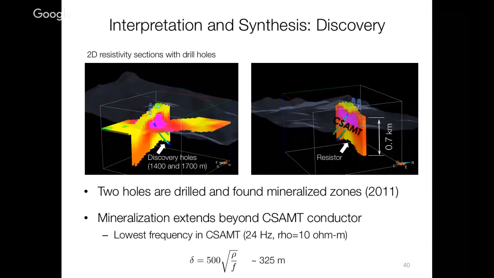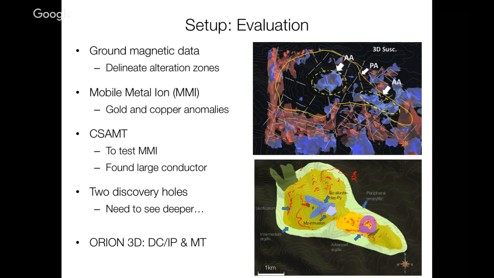So the CSAMT, because they went only down to 2 hertz, could only see a certain depth. So that led them to think that maybe there is something deeper, and we should have a different experiment to work with that. So here's basically where we were. They got the ground magnetic data anomaly, did the CSAMT, 2 drill holes, but they need to see deeper.